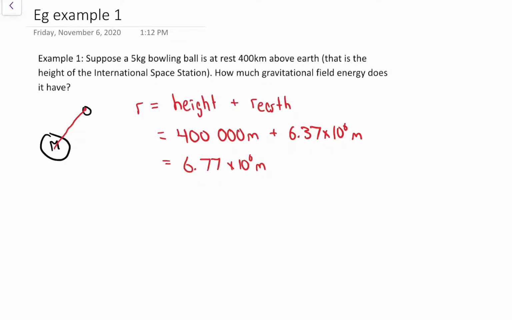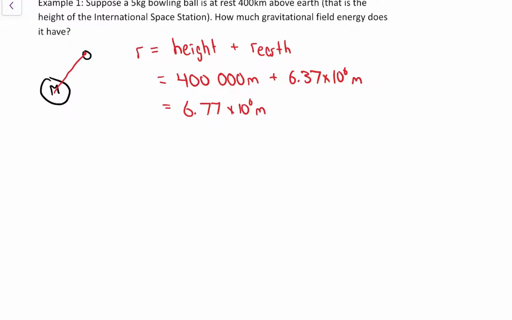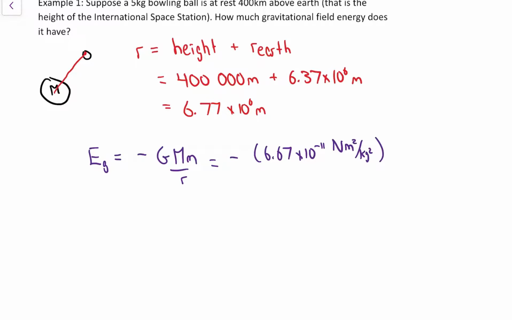Now that we've got that, we can just sort of plug it into our gravity equation. After our little proof, our calculus proof, the gravity equation is negative GMm over R. For this first one, I'm going to put all the units in just so you can see how they work out. G has got the units of newtons meters squared per kilogram squared.